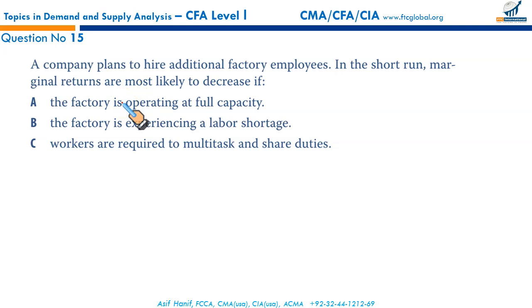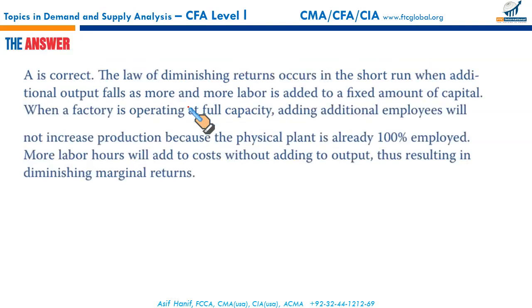Basically, it's just the application of the law of diminishing returns, that in the short run, if the capital is kept fixed and you're operating at full capacity, additional labor will not result in marginally higher output. So marginal returns are likely to decrease. So basically, you will simply add the cost, but there is not going to be enough addition in output. So that makes A the correct option.